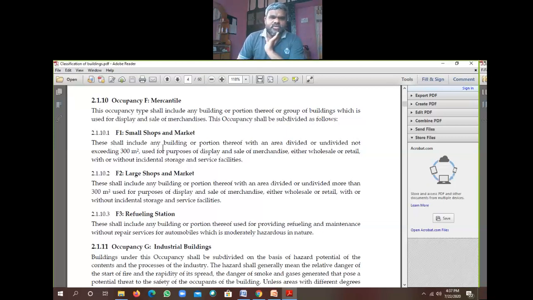These shall include any building or portion thereof with an area not exceeding 300 square meters. That is class 1, right. And if the area is more than 300 square meters, that is class 2, right. And these include any building or portion used for repairing and maintenance. They shall include any building or portion thereof used for providing refilling and maintenance without repair services for automobiles, which is moderately hazardous in nature. These are the refilling stations.